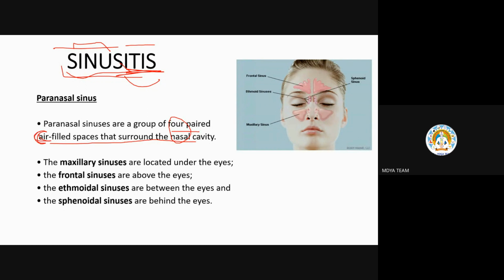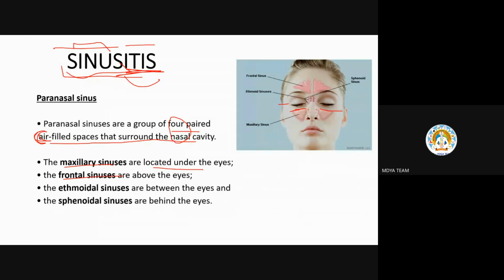So how are these 4 in pairs? These are the eyes. Below the eyes there are two sinuses, below the right eye and the left eye. These are called maxillary sinuses, located under the eyes. Then there are the frontal sinuses, which are above the eyes.